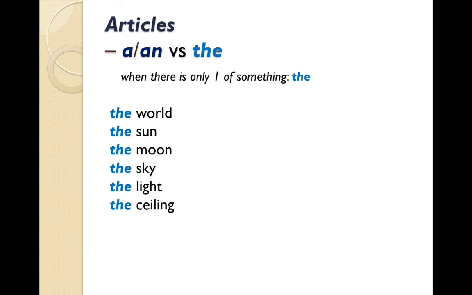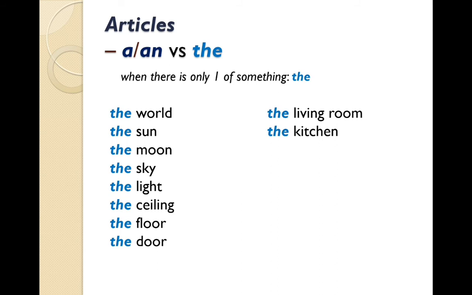The light, the ceiling, the floor, the door. So again, there are many lights and floors and ceilings and doors in the world, and indeed within one house. But usually when you're in one particular room and you refer to the light or the ceiling, the floor, the door, then there is only one in that particular context. The living room, the kitchen. Again, most houses just have one living room and one kitchen.